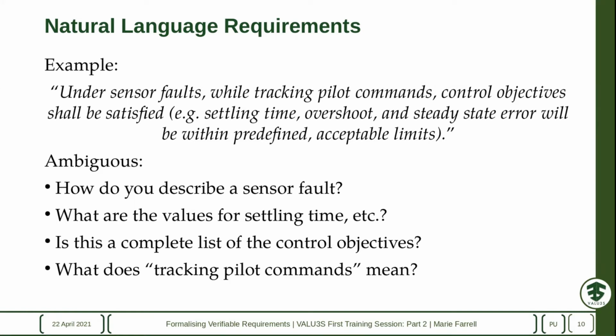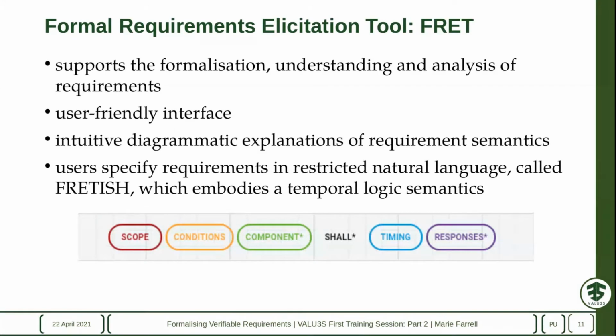So, what were we going to do about it? Well, we started using FRET. It is a formal requirements elicitation tool. It's developed at NASA Ames in California, and it supports the formalization, understanding, and analysis of requirements. It provides a user-friendly interface, which I'll show in a second, with diagrammatic explanations of the semantics for requirements. Users use a restricted subset of natural language that they call Fretish, and it embodies a temporal logic semantics. Again, I'll show examples of that in a second.